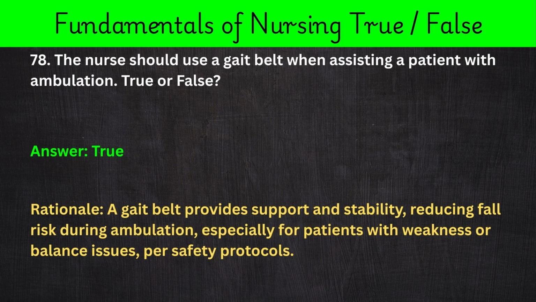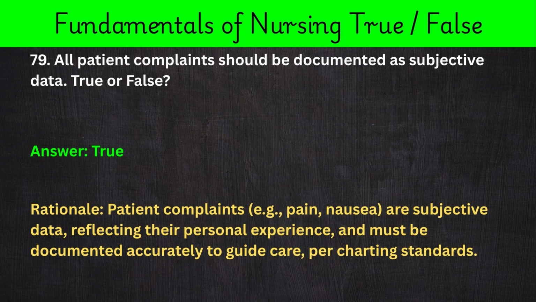78. The nurse should use a gait belt when assisting a patient with ambulation. True or false? Answer. True. Rationale. A gait belt provides support and stability, reducing fall risk during ambulation, especially for patients with weakness or balance issues, per safety protocols.